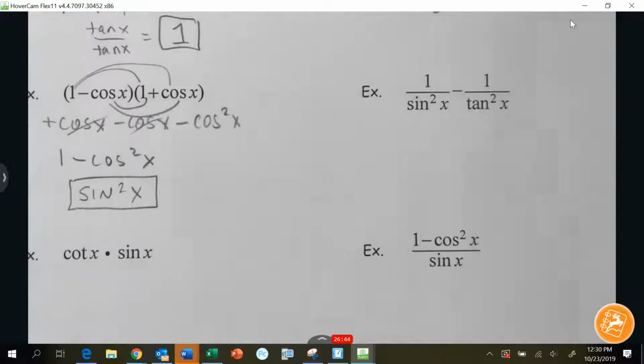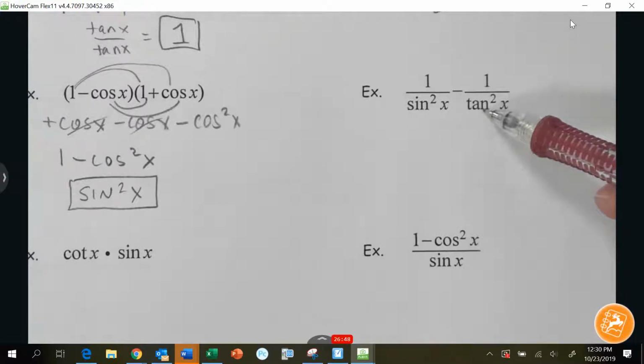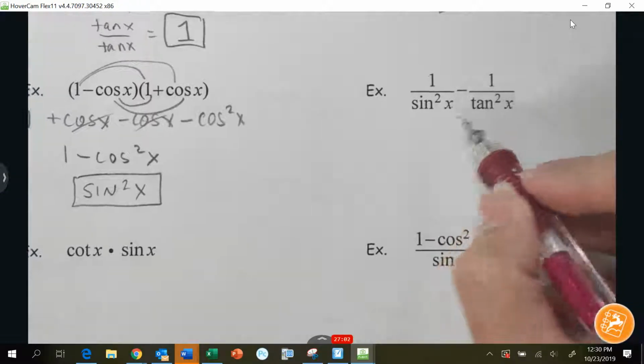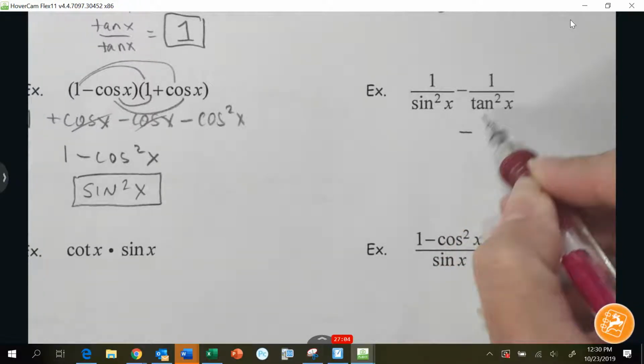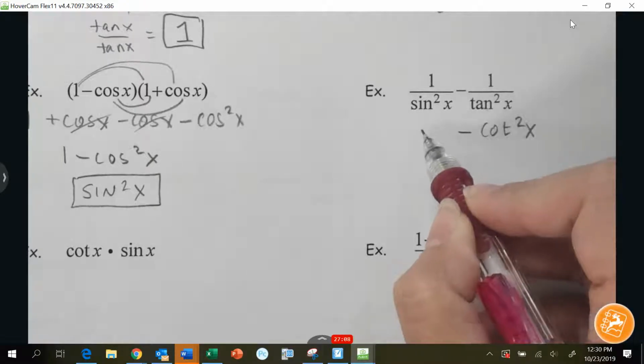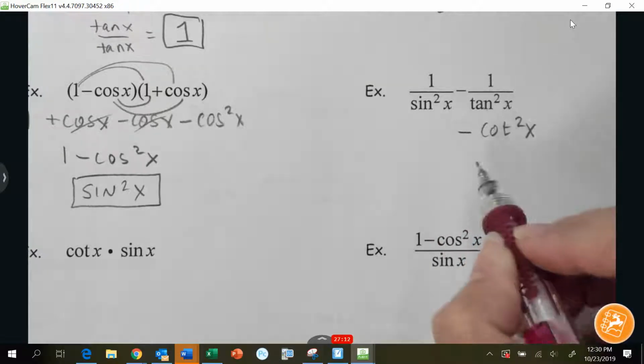Before I call on you, can I subtract these just as is? What do I have to subtract fractions? Common denominators. That looks yucky. Liam, what was your idea? Well, 1 over tangent squared x is cotangent squared x. Okay. But that's also equal to cosine squared x over sine squared x.